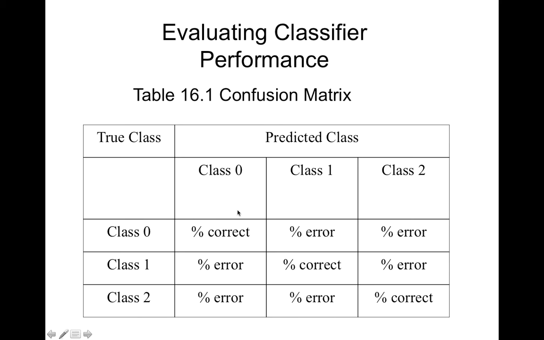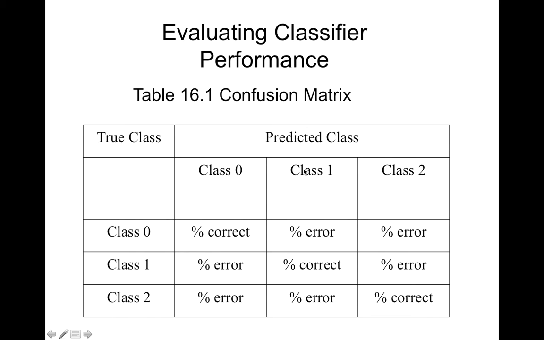So this matrix is referred to as the confusion matrix. So what you have is your actual class, and then you have your predicted class. And this is an example where we would have 3 classes, class 0, class 1, and class 2. So if your predicted class is class 0 and your true class is class 0, then that's your percent correct. So like if you had 20 people and 10 of them were known to be class 0, but only 9 of them were predicted to be class 0, then you would have 90% correct.